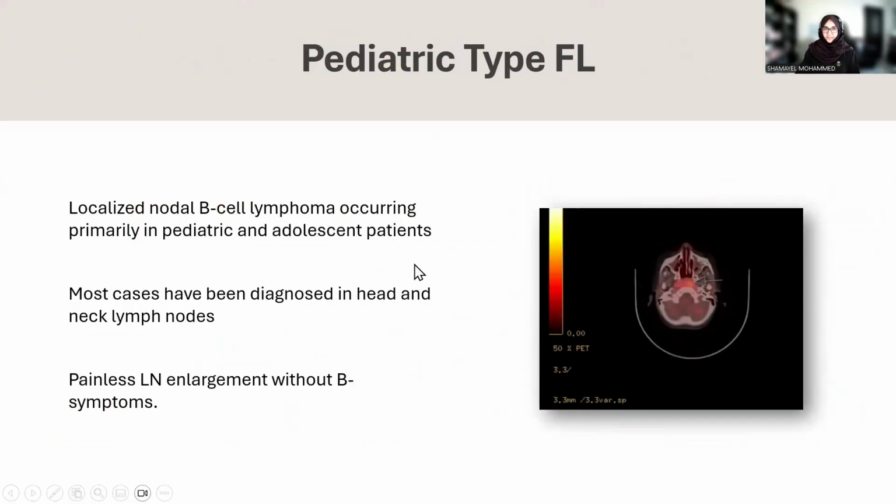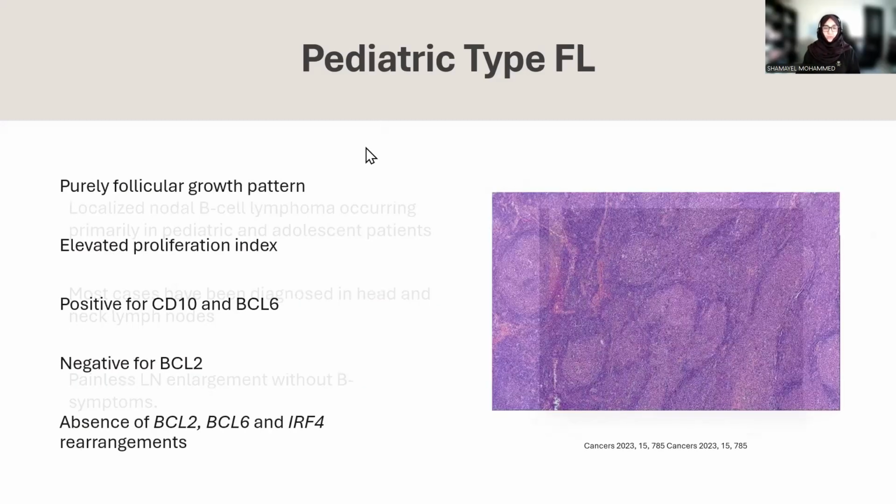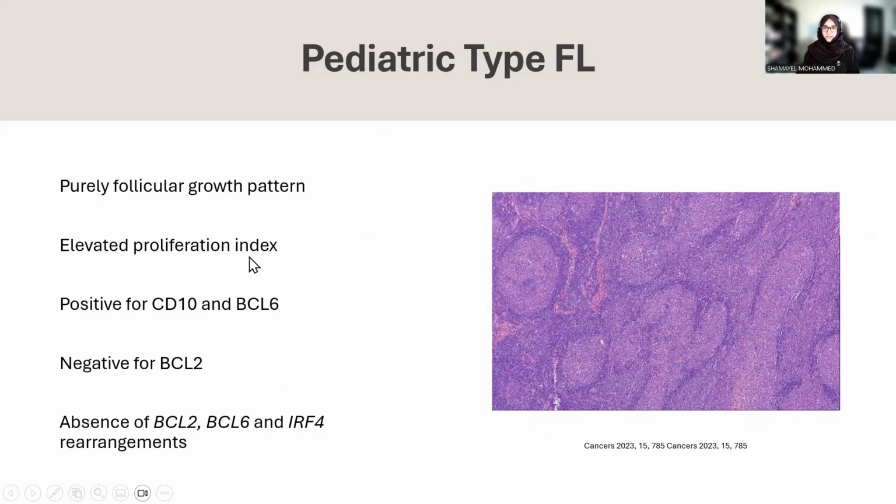So next entity that I would like to shed light upon is pediatric-type follicular lymphomas. These are very interesting types of follicular lymphomas that are localized nodal B-cell lymphomas occurring primarily in the pediatric or adolescent patients. Most cases have been diagnosed in the head and neck region, and they present with painless lymph node enlargement without B symptoms. They present with purely follicular growth pattern, elevated proliferation index, so they might mimic a reactive germinal center.